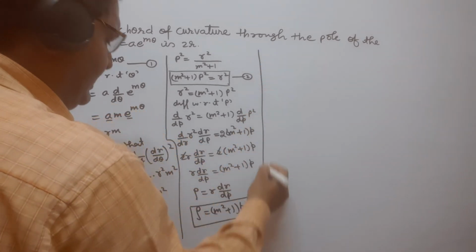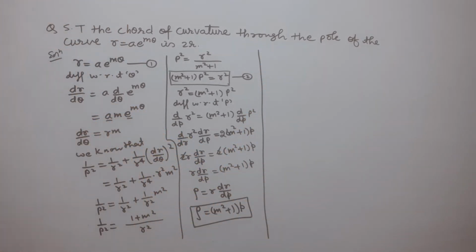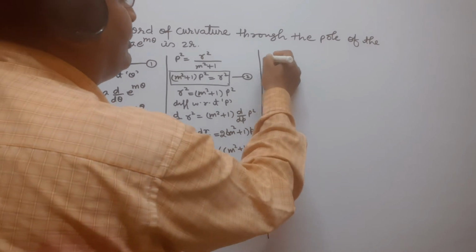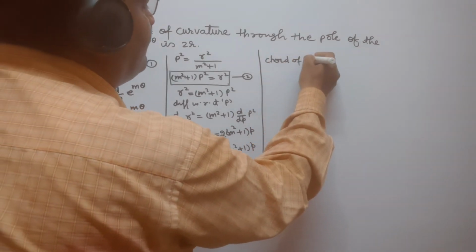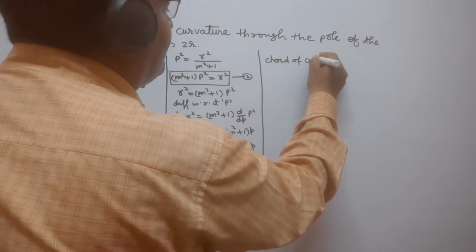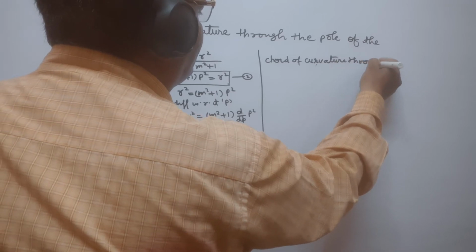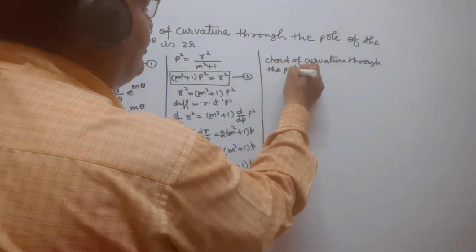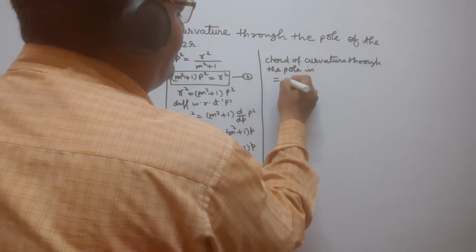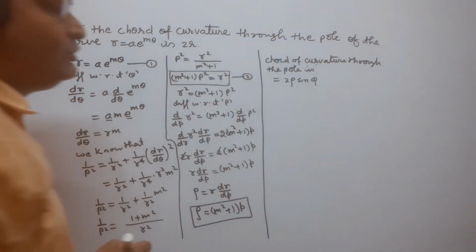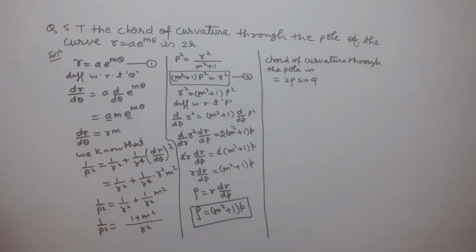Now we know that chord of curvature through the pole is 2 rho sin phi. So we put here value of rho and phi and we get chord of curvature through the pole.